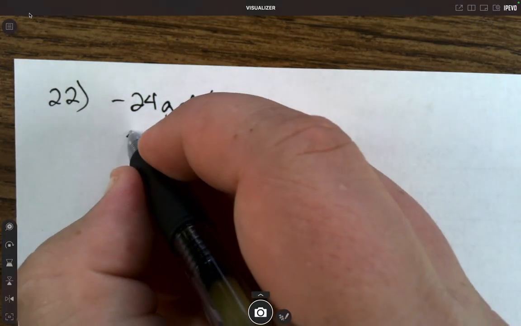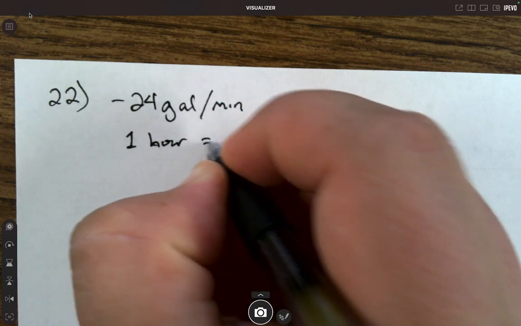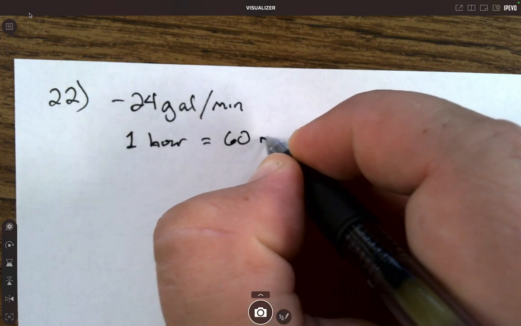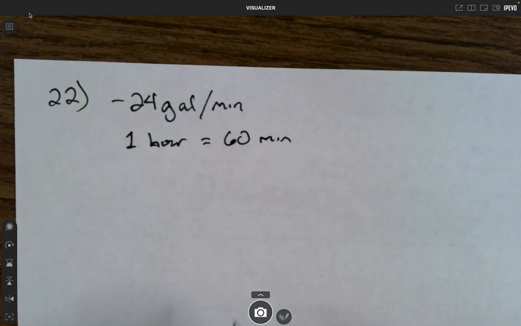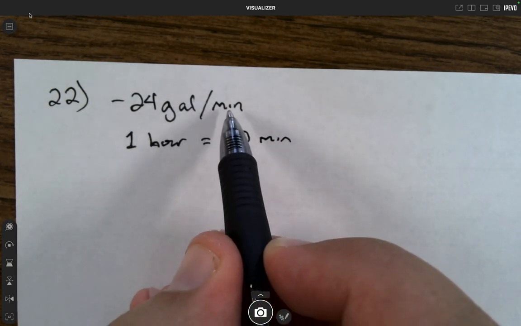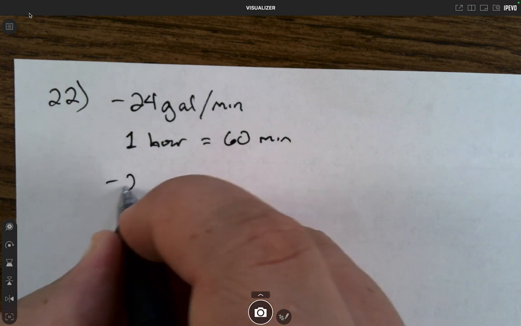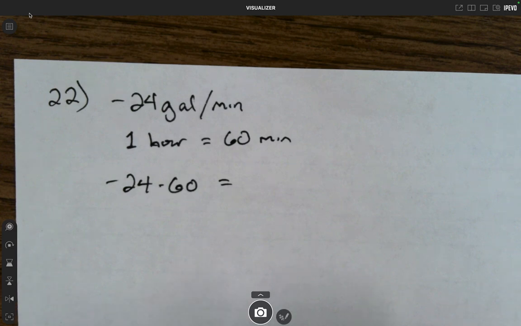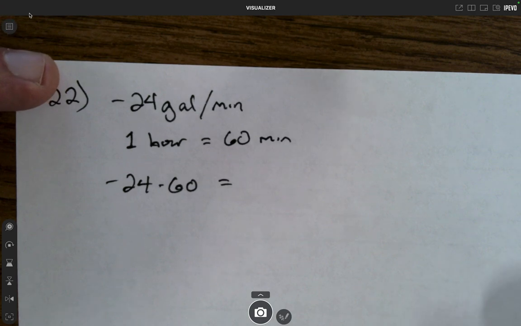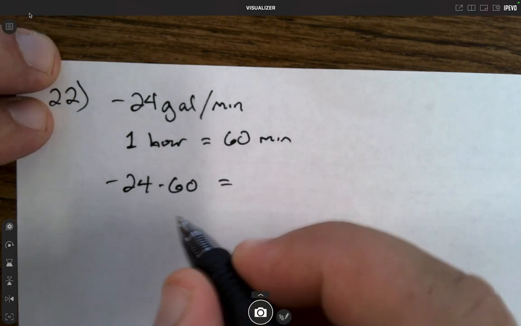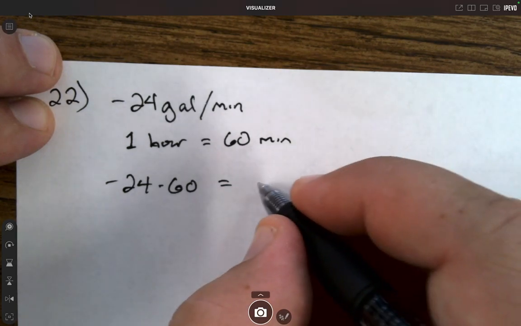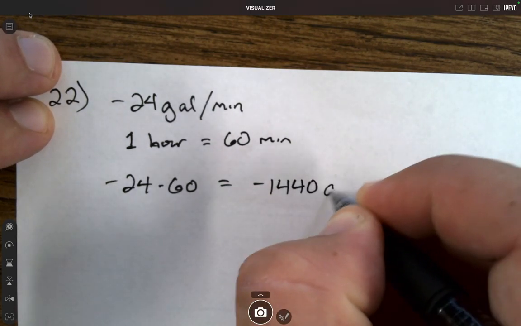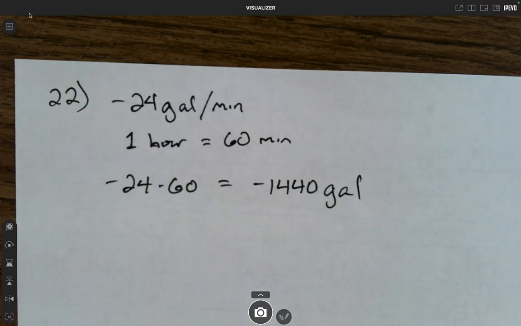1 hour is equal to 60 minutes. So if it loses 24 gallons in 1 minute, we need to multiply that by 60 to figure out how many gallons it loses in an hour, because an hour is 60 minutes. Now, if I give you a question like this, you will be allowed to use your calculator, so I'm not going to do it the long way and just tell you that negative 24 times 60 is negative 1,440 gallons. So the pool lost 1,440 gallons over a period of an hour.